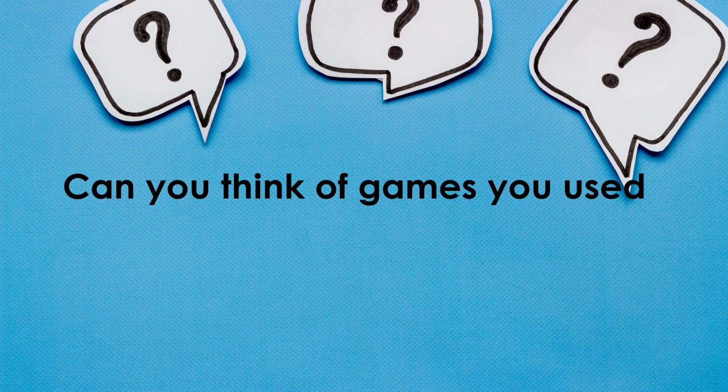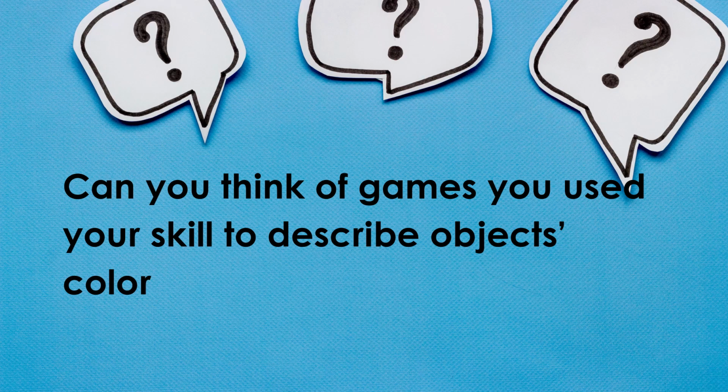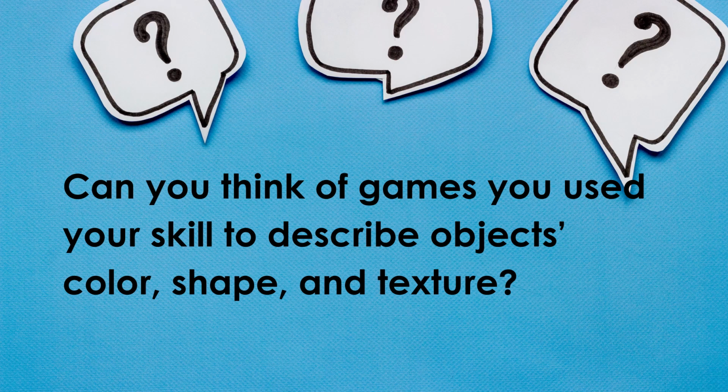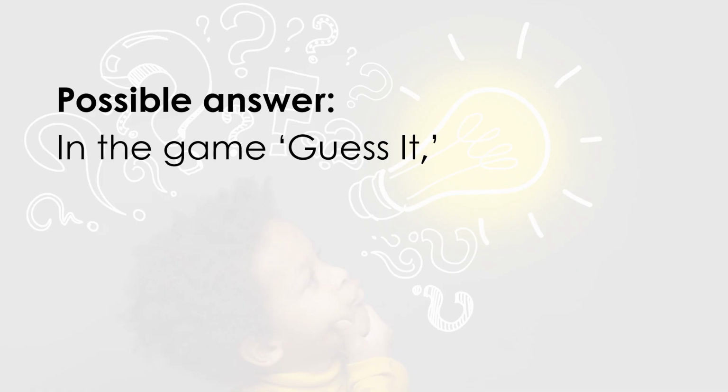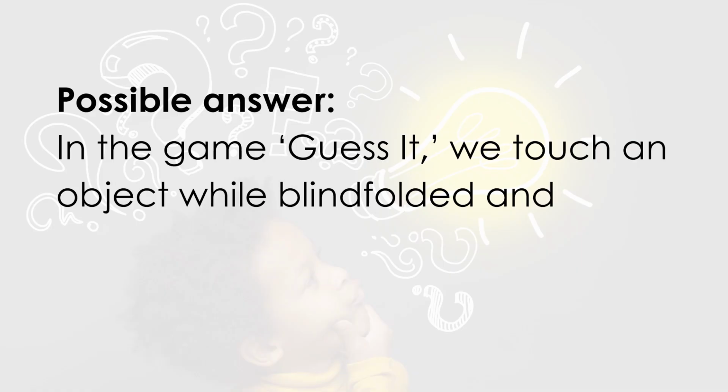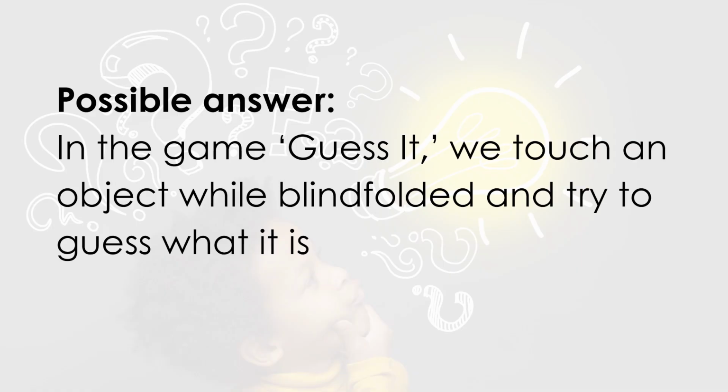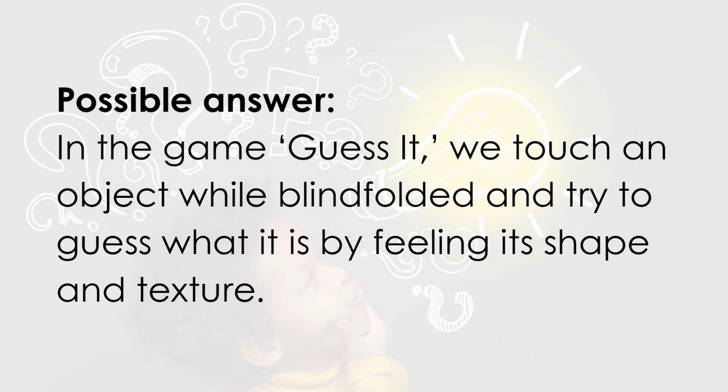Can you think of games that use your skills to describe objects' color, shape, and texture? Possible answer: In the game Guess It, we touch an object while blindfolded and try to guess what it is by feeling its shapes and texture. Good job!